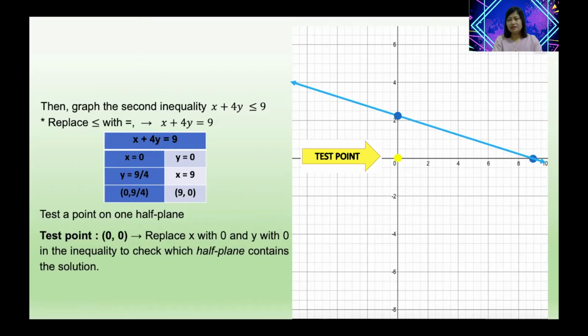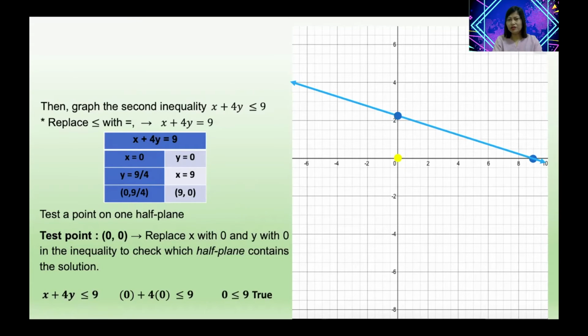Again, the origin. So substitute in the inequality, then simplify. The resulting inequality is 0 is less than or equal to 9, which is true. This means our test point is a solution of the second inequality.